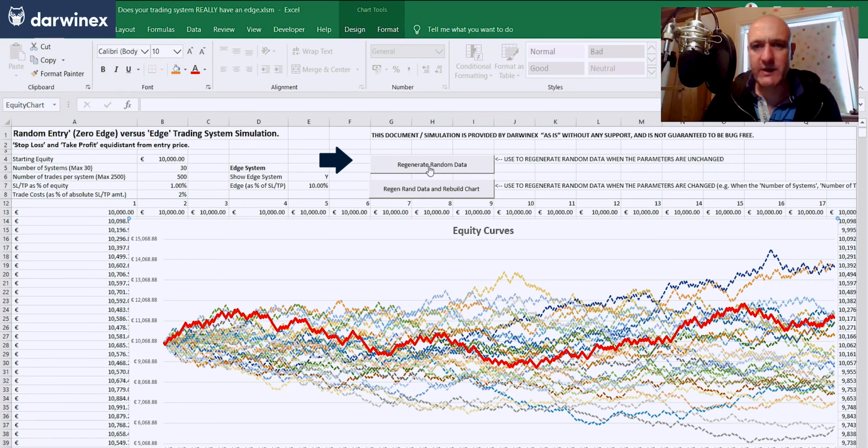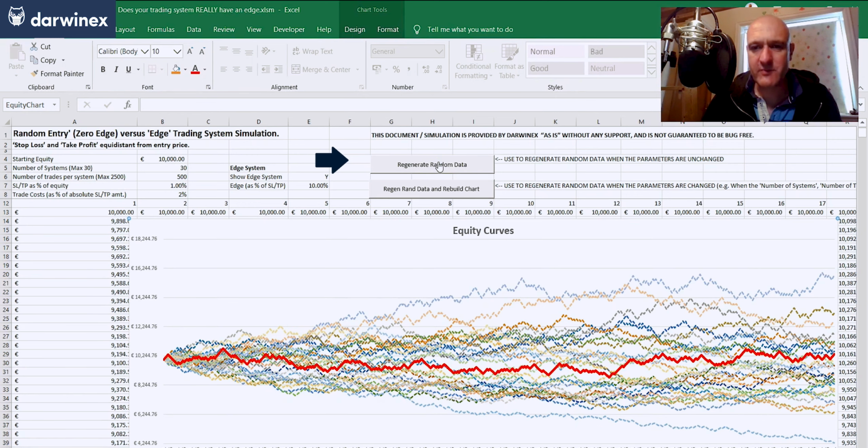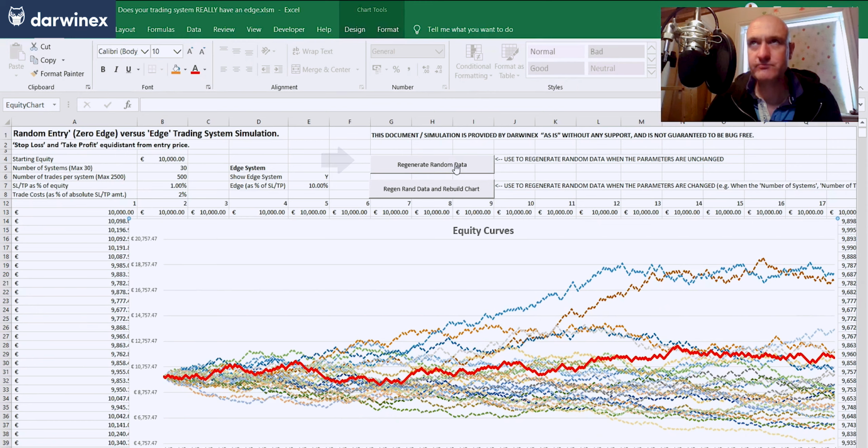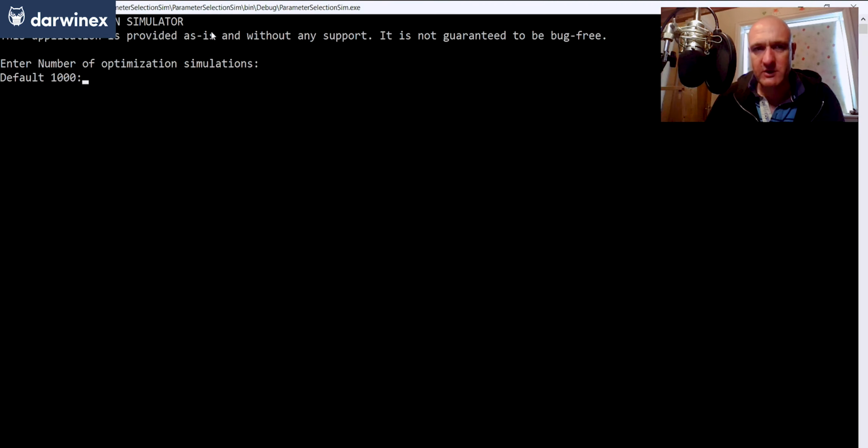So each time we regenerate the data here, it effectively runs a new optimization simulation. But because we can only run one at a time, this therefore makes it difficult to get reliable quantitative metrics from it. So if we want to take this study further, then we need to turn to code. So this is a simple console application that I've written. So let me talk you through this.